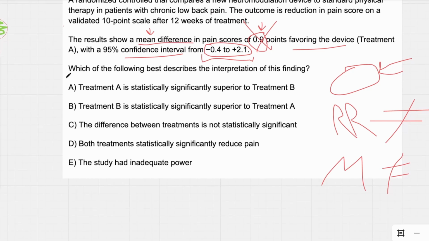So we know this is insignificant. Where is our insignificant one? The difference between treatments is not statistically significant. The answer is C.